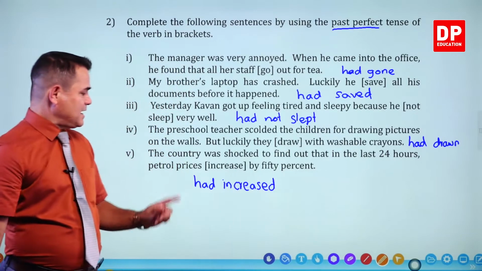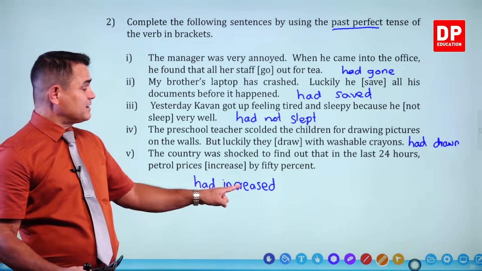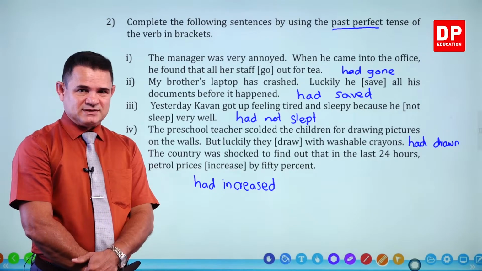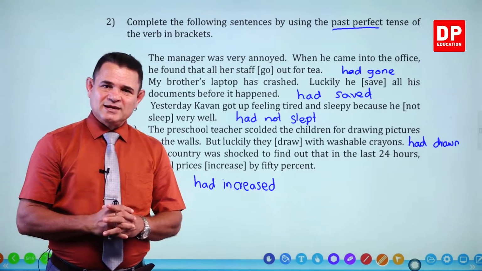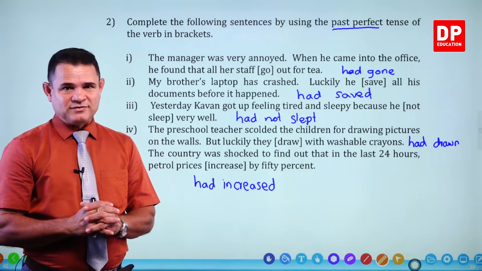Prices had increased by 50%. So now it is very clear the use of past perfect.